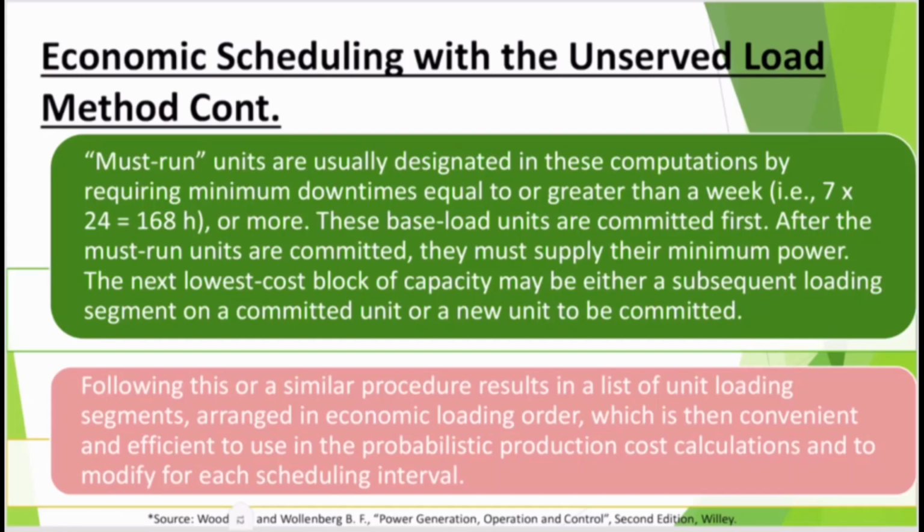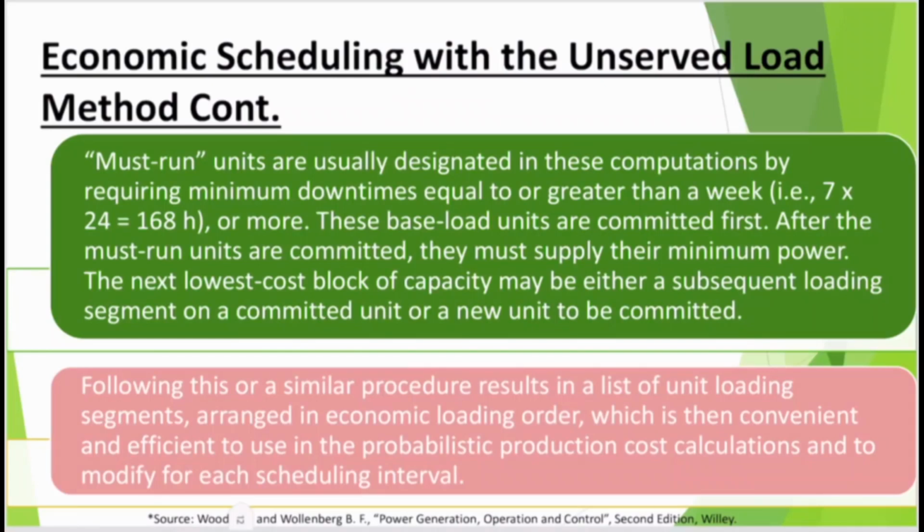Now must-run, that is base, units are usually designated in these computations by requiring minimum downtimes equal to or greater than a week, that is 168 hours. Means what is downtime? If the unit is down, then it is down for a duration. There are a few generating units which, once they are switched off, take a reasonable time to come back into action. So if you say the downtime is 7 days, that means 168 hours. Means if the generator is out, then it will take 168 hours to come back into action.